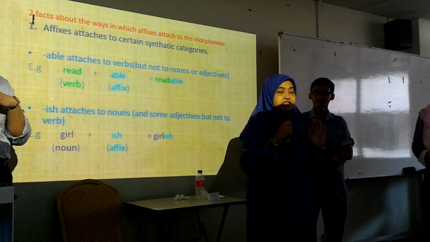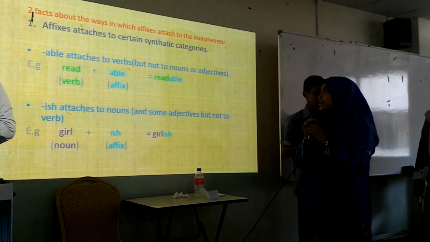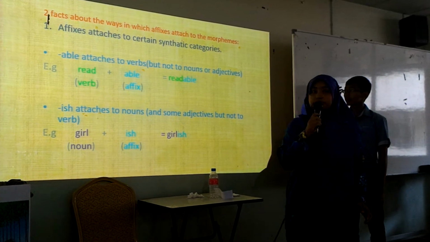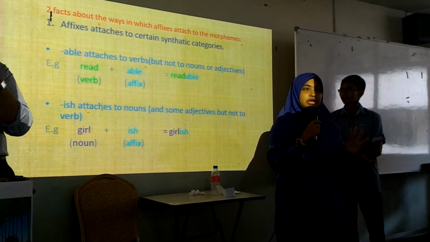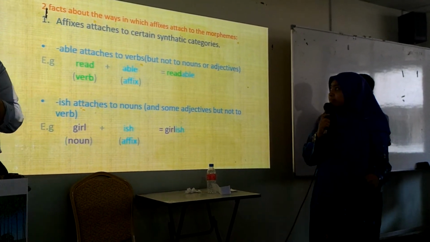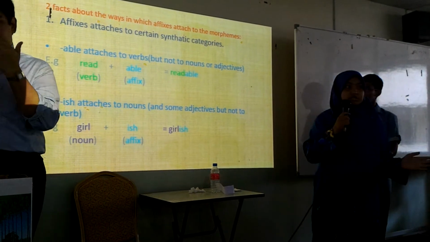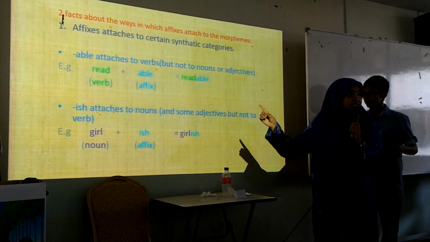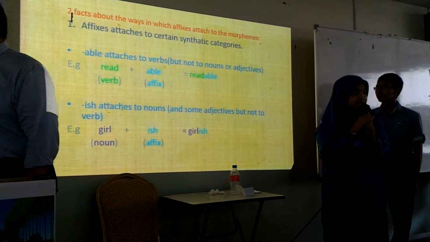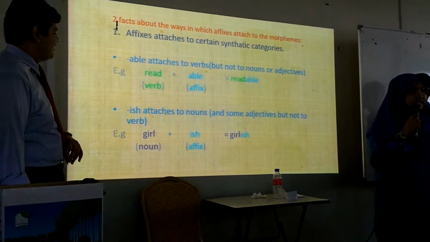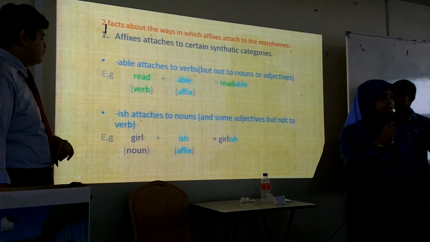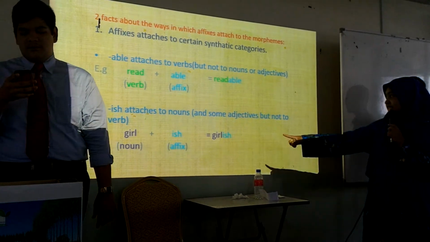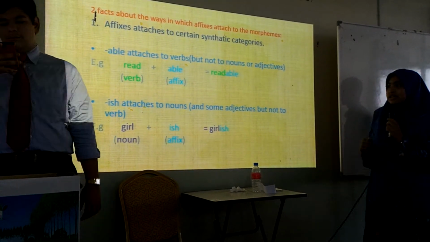Okay, I will proceed with the clarification of the word tree. Before we draw a word tree, we need to know these two facts. These two facts are about the way in which affixes attach to other morphemes. For affix able, it attaches to words, but not to nouns or adjectives. For example, read. Read is a word. It attaches to able. Able is an affix. It becomes readable. You understand? And for affix ish, it attaches to nouns and some adjectives, but it does not attach to words. For example, girl. Girl is a noun. It attaches to affix ish. It becomes girlish.